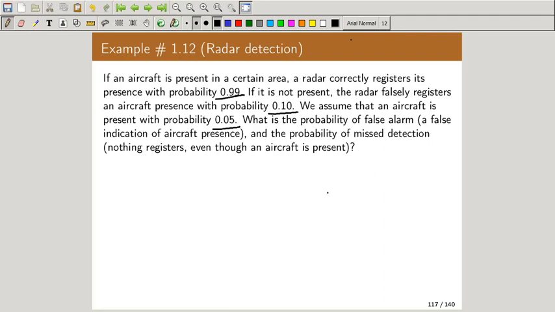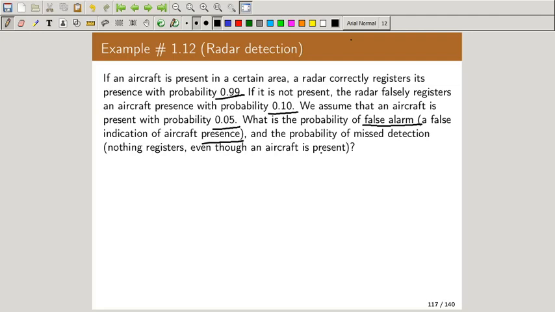A false alarm means what? These terms are very important. False alarm means a false indication of the aircraft's presence. And the probability of missed detection: nothing registers even though an aircraft is present. Look at these things carefully. So I gave you a brief idea of what radar means. It is widely used by air traffic controllers, whose job is to identify the presence of an aircraft within its boundaries.